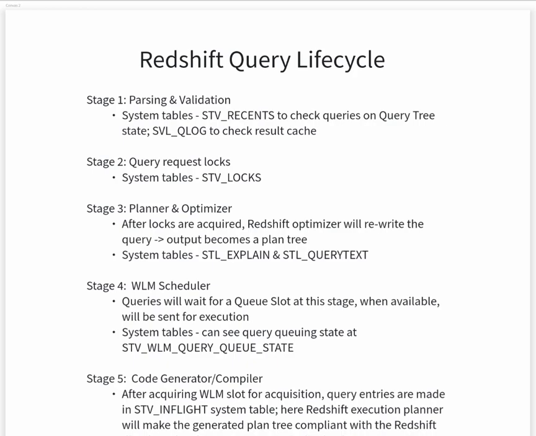Redshift also has a cache. If it identifies your query results in the cache, your leader node will fetch that and send it back to clients. You can check the SVL_QLOG system table to check the history of your query.